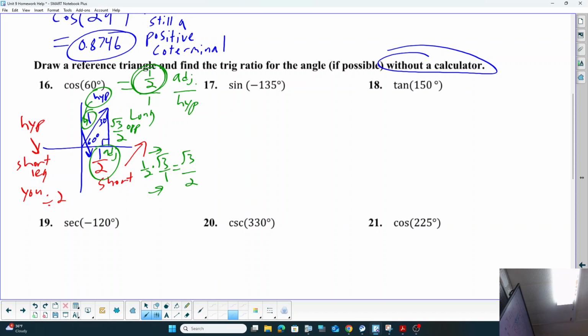Let's do some more and make sure you get good at it. That was an even one. You're supposed to do that one on your own. Okay, let's go to number 17, because that's a toughie.